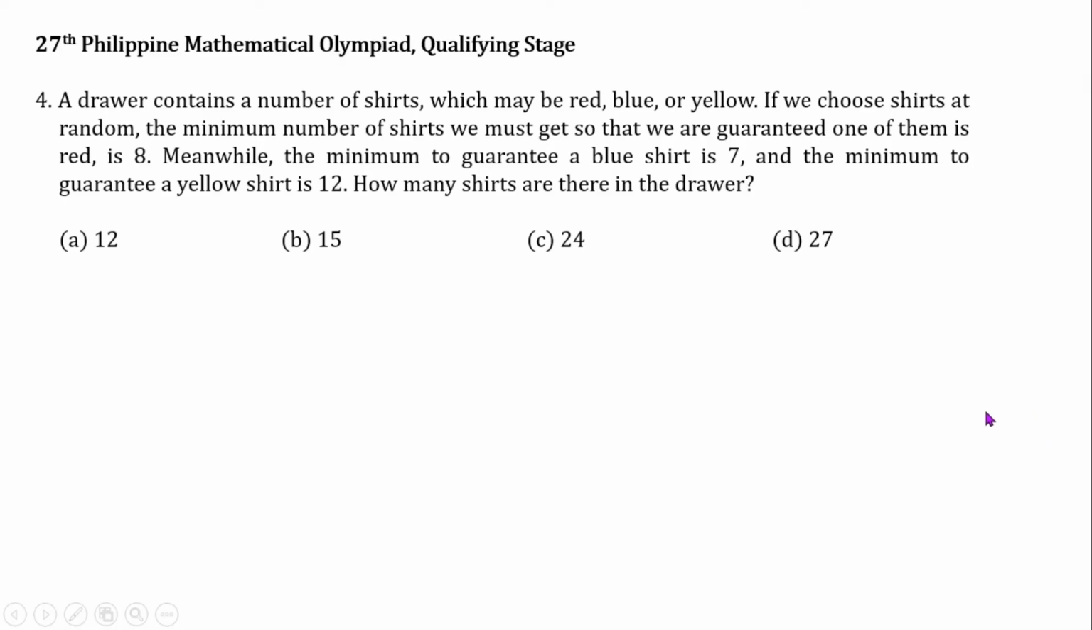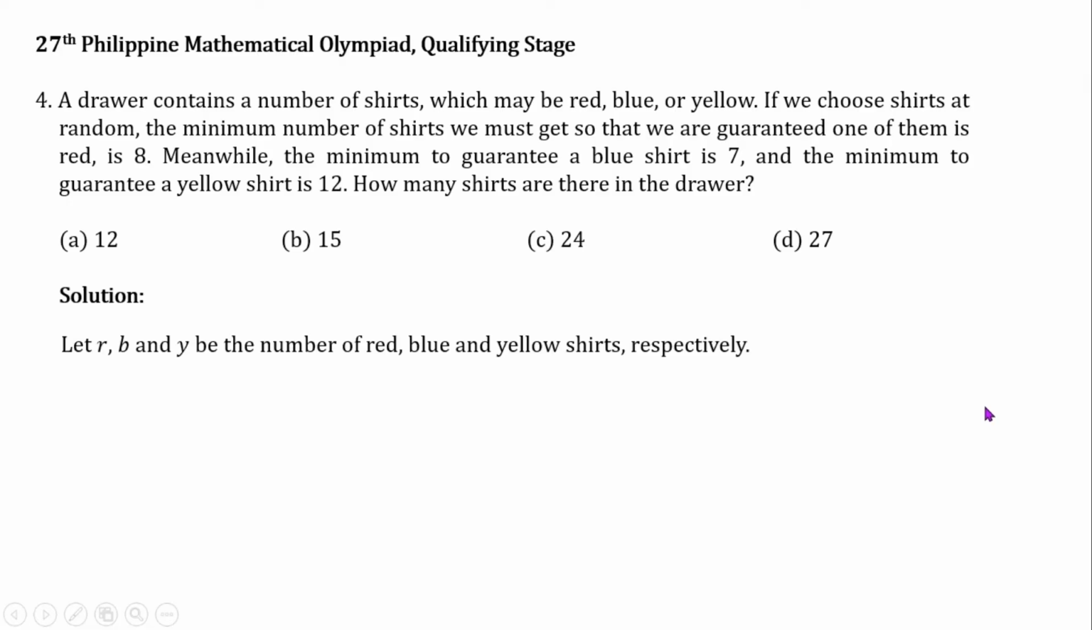Let us start by representing the number of red, blue, and yellow shirts by R, B, and Y respectively. Now let us focus on the second statement. If we choose shirts at random, the minimum number of shirts we must get so that we are guaranteed one of them is red is 8. So this means that in the first 7 draws, all blue and yellow shirts were already taken out. In other words, the total number of blue and yellow shirts must be 7. So we must have B plus Y equals 7.